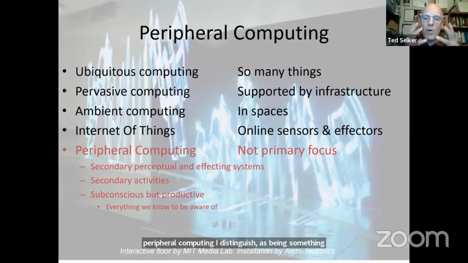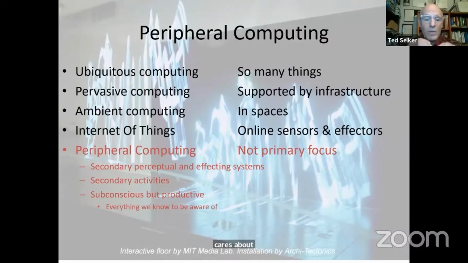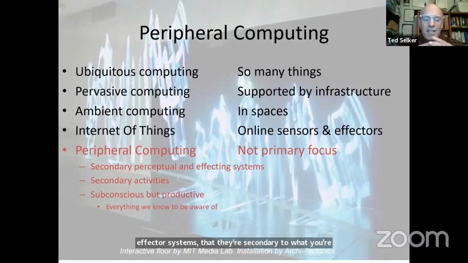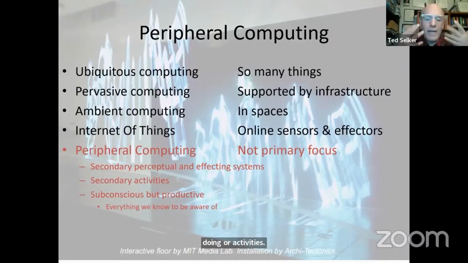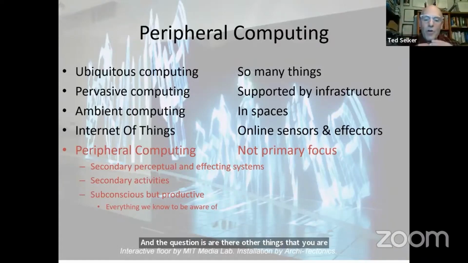So the point is that you are thinking about other things maybe than the specific thing that the computer cares about. It might be that there are secondary perceptual and effector systems that are secondary to what you're doing, or activities. And the question is, are there other things that you are subconscious of, like that the ceiling might break and fall on you, that you know what you would do if it happened? This particular picture shows a smart floor that I made, in this case in a museum exhibit.